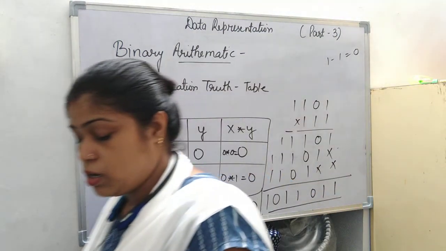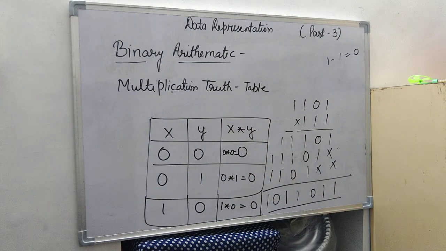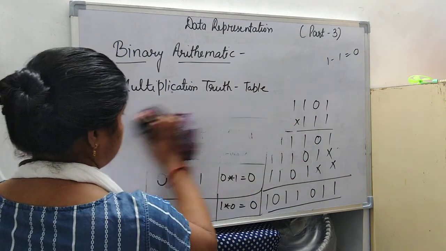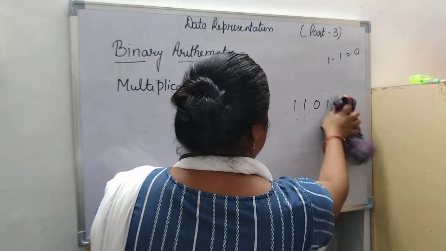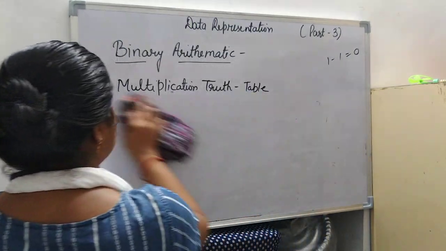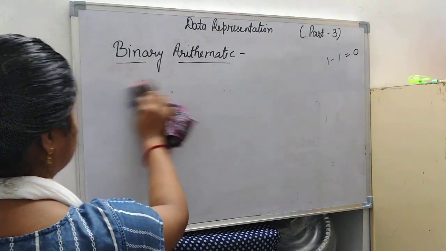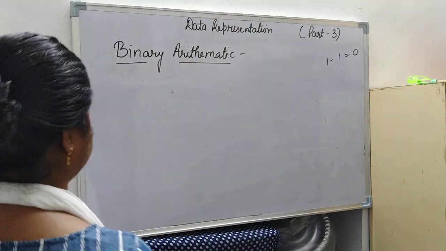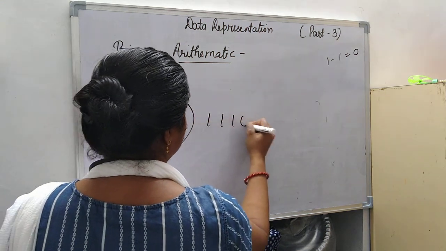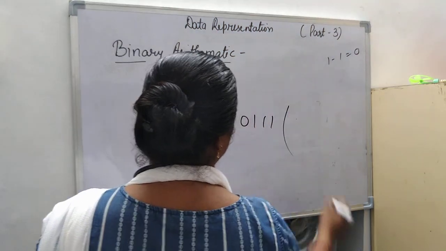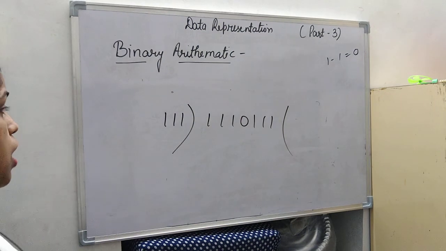Okay, now we will do simple binary division. So for binary division, suppose I am trying to make you understand with an example. Okay, with an example. So let's suppose I have a number 1110111. Okay, so I have to divide this.